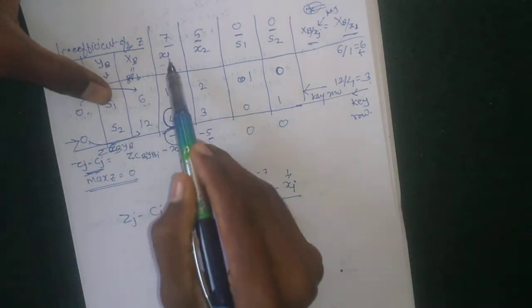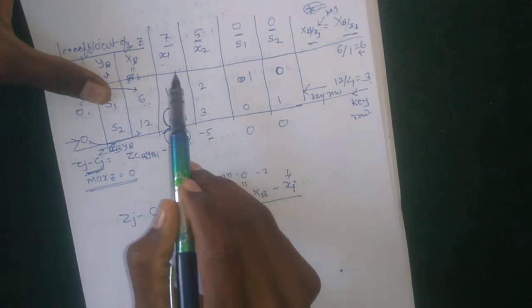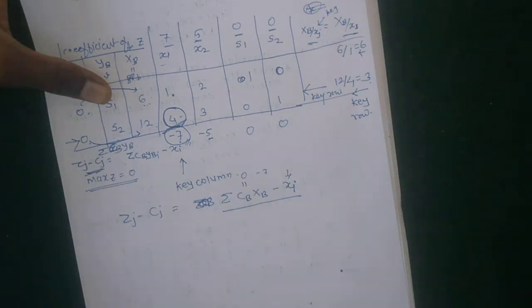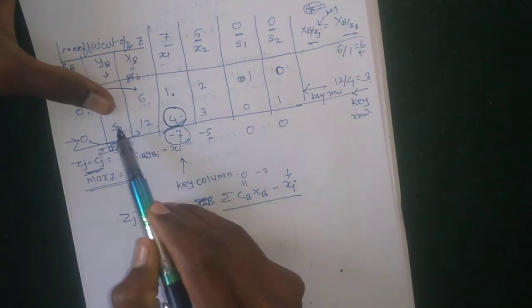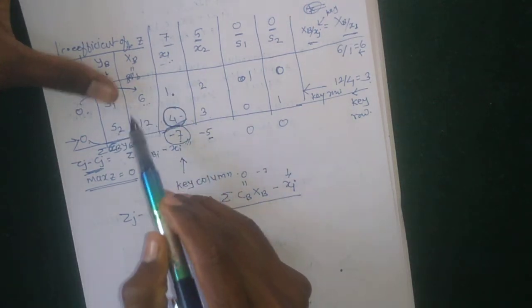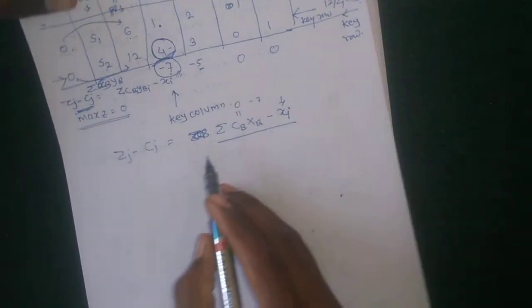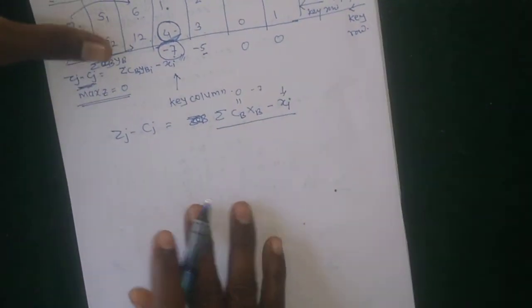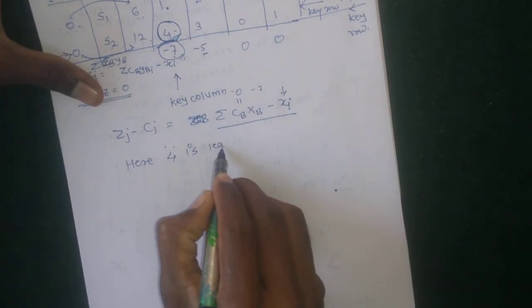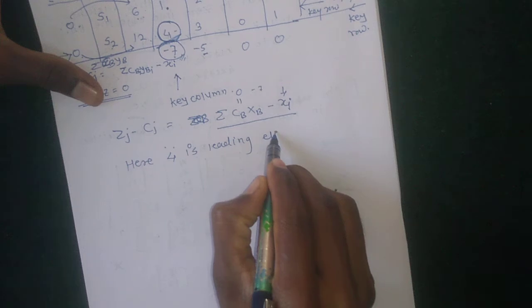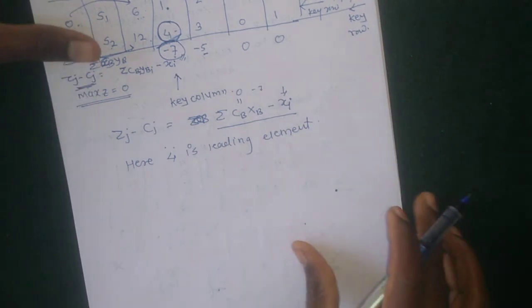And now to convert, here replace s2 by x1. Now replace s2 by x1, and then in this way here 4 is the leading element.